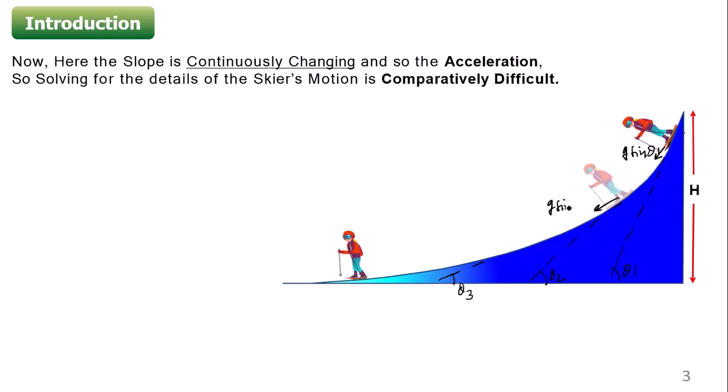So that means you can conclude that the acceleration is now varying. Now, if acceleration is varying, the problem is more difficult. It becomes comparatively difficult to solve this type of problem. Again, the question is the same: once the person reaches the ground, what is the velocity? I want to calculate it.